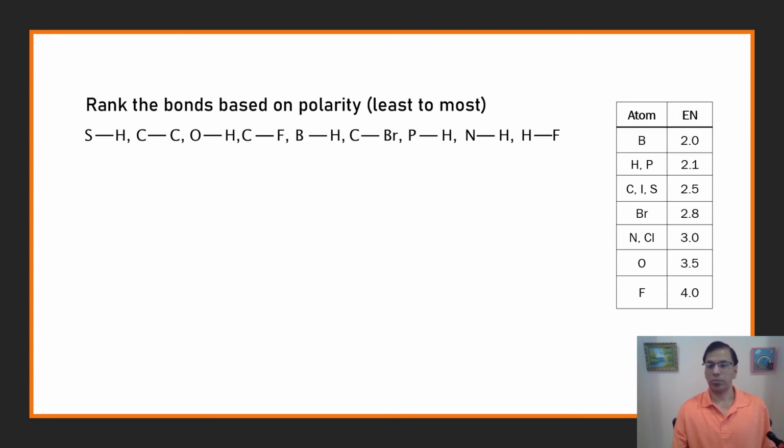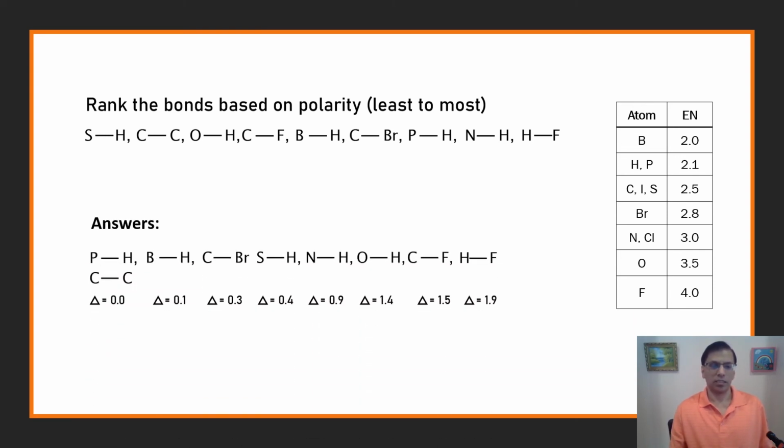So to help you, I have this table with the electronegativity numbers of the atoms of interest. I'll provide the answers right away, but you can take your time and rank those bonds and then check the answers. So these are the answers. Look at the PH and the carbon-carbon bond.